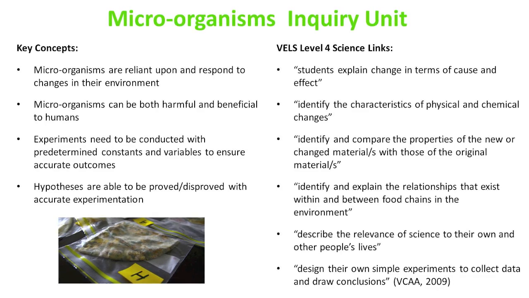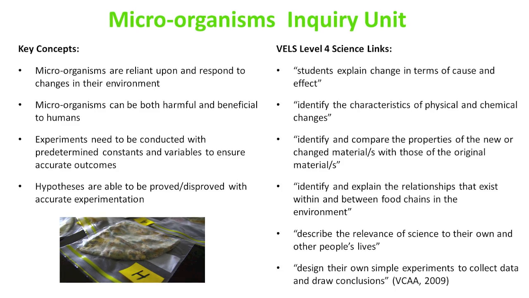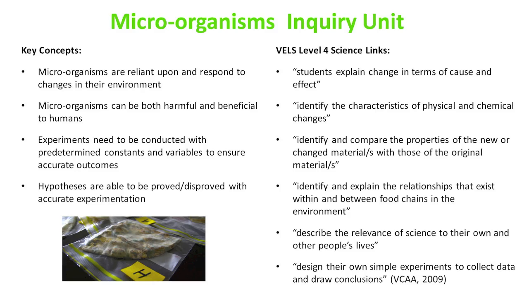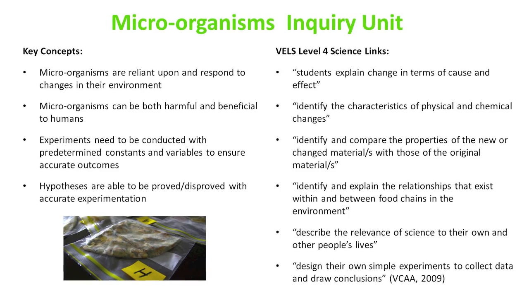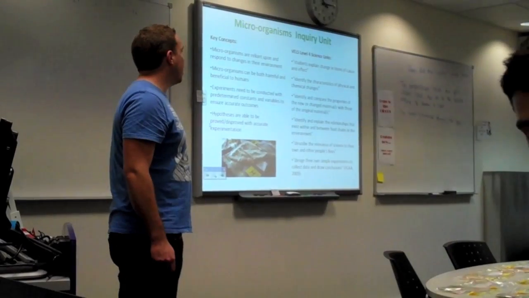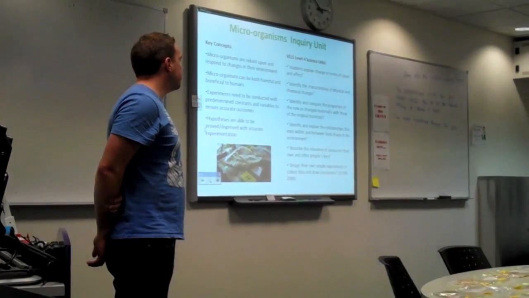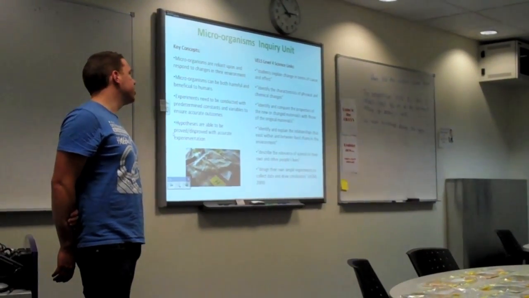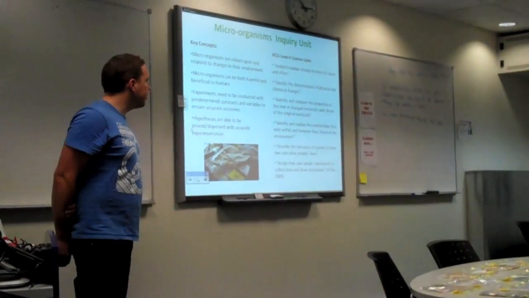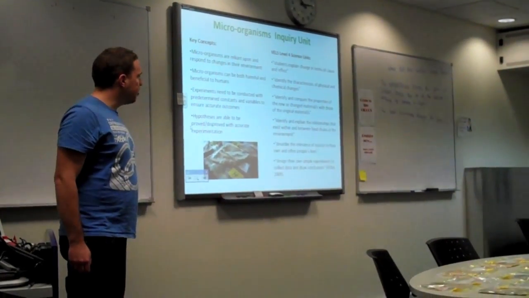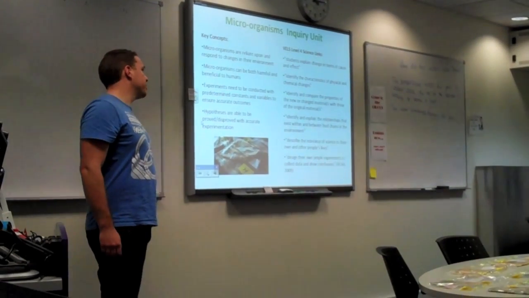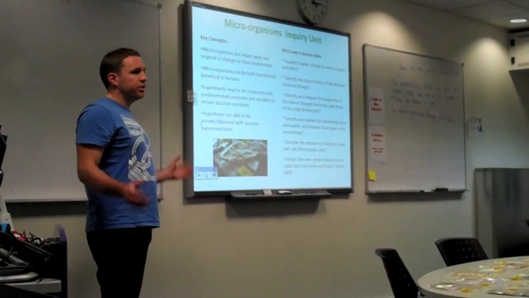The VELS level 4, so grade 5 and 6 science links, tell us that students explain change in terms of cause and effect. They identify characteristics of physical and chemical changes. They identify and compare the properties of the new or changed materials with those of the original materials. Identify and explain the relationships that exist within and between food chains in the environment. Describe the relevance of science to their own and other people's lives. And design their own simple experiments to collect data and draw conclusions, all of which are hopefully relevant to this unit.